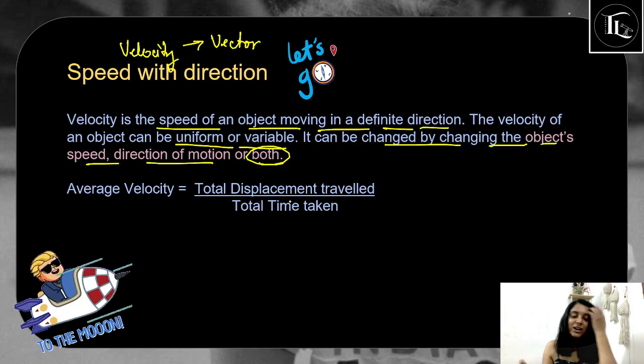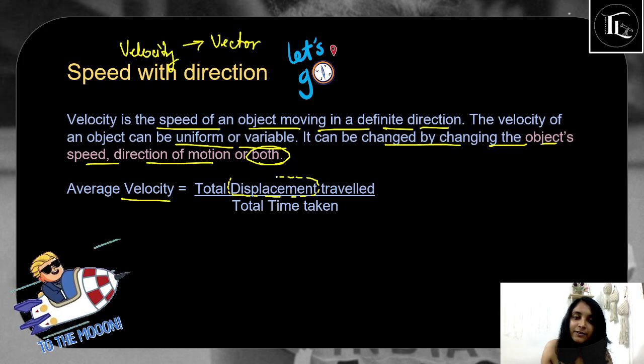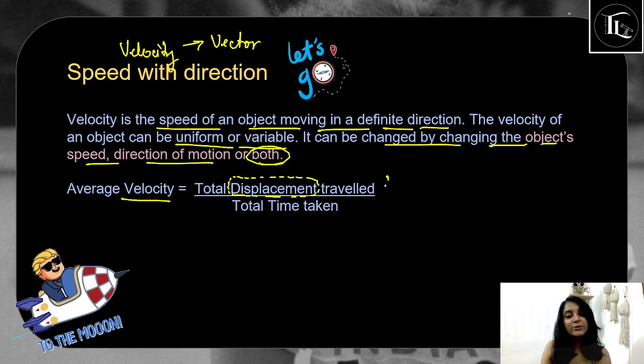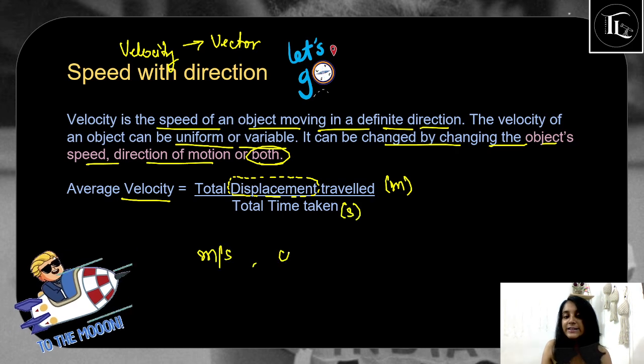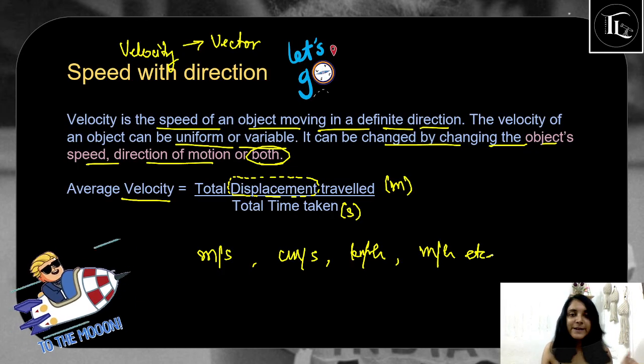And what is the formula? Average speed was total distance by total time. Average velocity is total displacement by total time taken. And what will be the units? It is meter and this is second, so it will be meter per second, centimeter per second, kilometers per hour, or miles per hour. Same as speed. Let us do a question now.